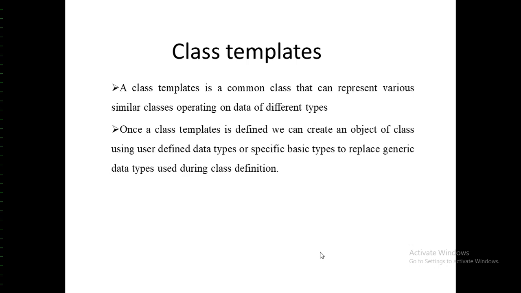A class template is a common class that can represent various similar classes operating on data of different types. Once a class template is defined, we can create an object of that class using a user-defined data type or a specific basic type that replaces the generic data types with the actual types. It means the class definition is the same as all other class definitions, but we are creating generic data types and replacing the generic data type with the actual data type when we are creating the object.